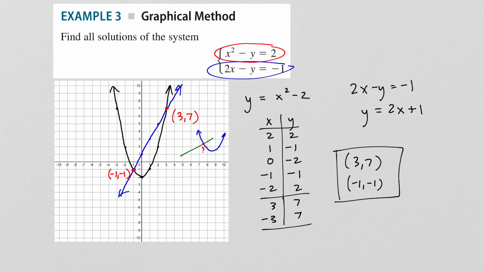So primarily here, we should be really practicing our algebraic methods because they are precise. And that concludes this video lesson.